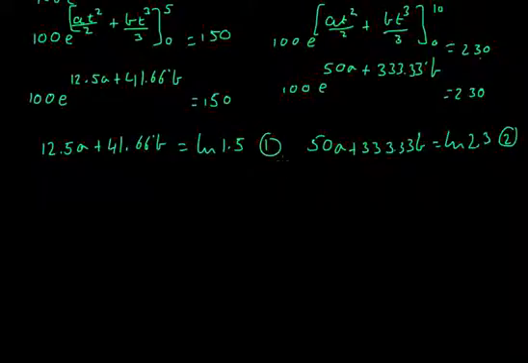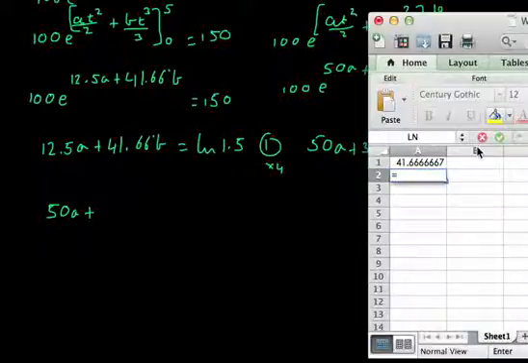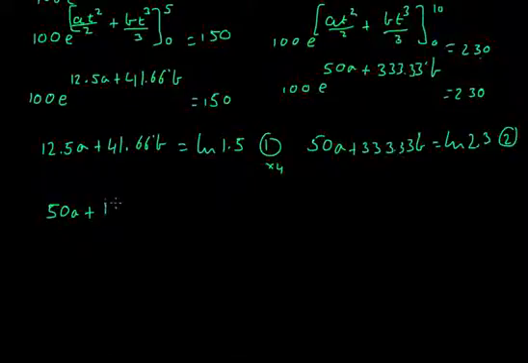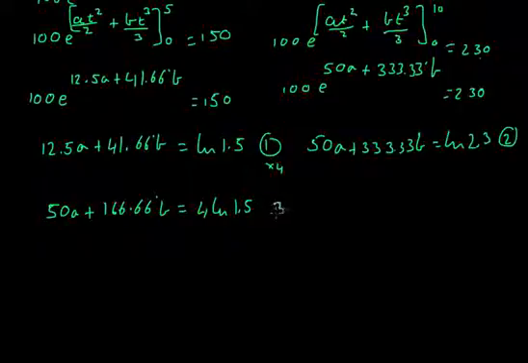I'm just going to try to eliminate one of the variables. So 12.5, if I times that by 4, that'll get to 50a. So let's multiply everything in equation 1. That should be 50a plus, what is 41.66 times 4? It's 166.66b is equal to 4ln 1.5, and that can be our equation 3.